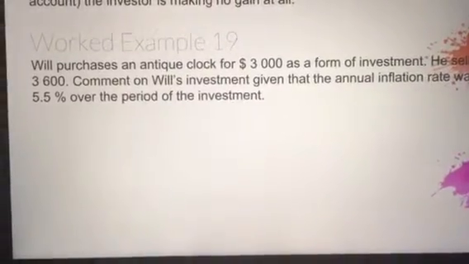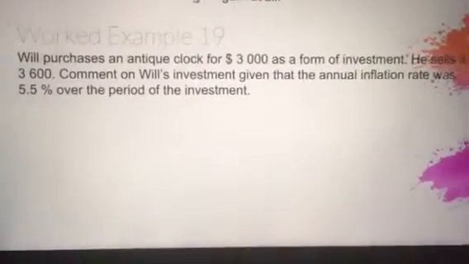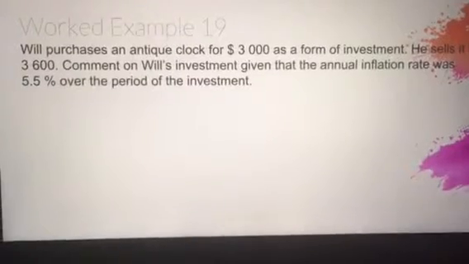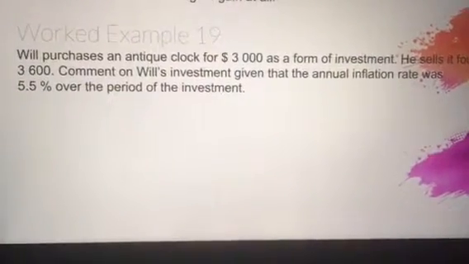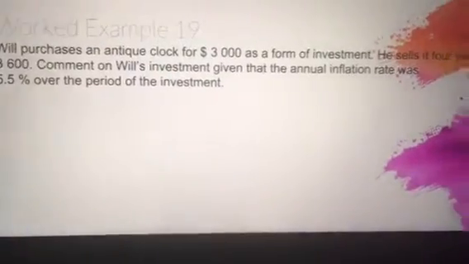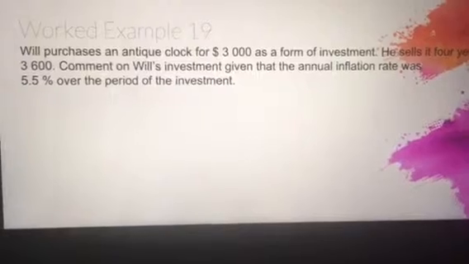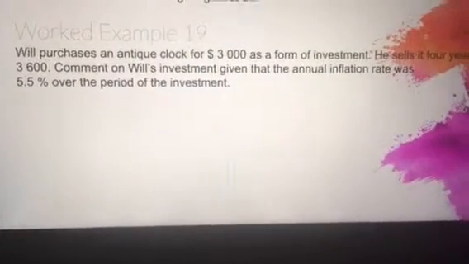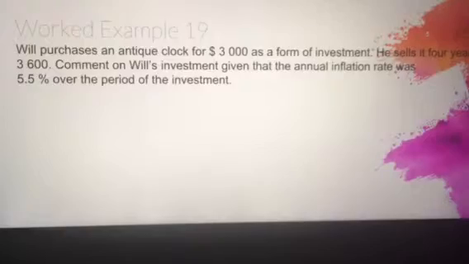In worked example 19, we're trying to look at investment gains versus inflation and make a decision. Will purchases an antique clock for $3,000 as a form of investment. He sells it 4 years later for $3,600. Comment on Will's investment given that the annual inflation rate was 5.5% over the period of the investment.